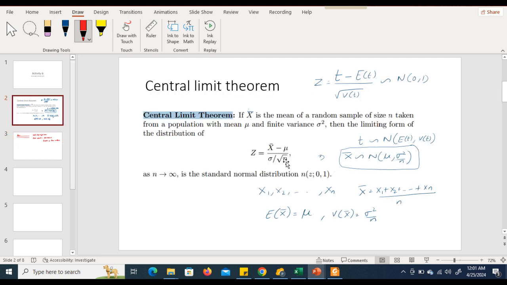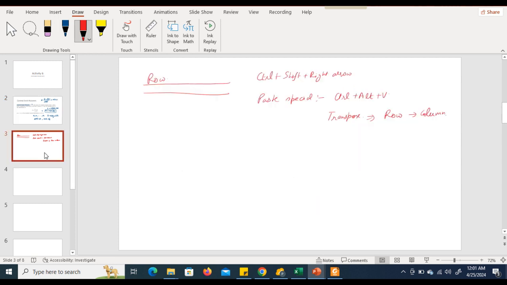What is n? n is the sample size. Like in this case, what is our sample size? Here we have considered a sample of size 500, and on the basis of that only we have calculated the sample mean, right?